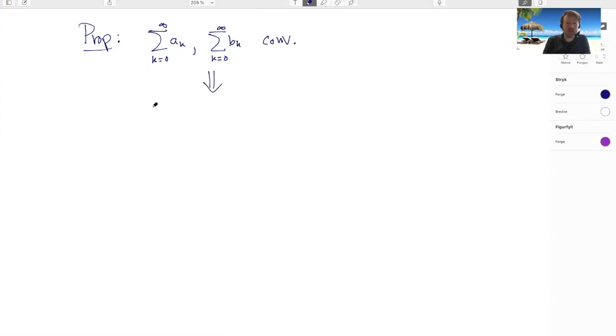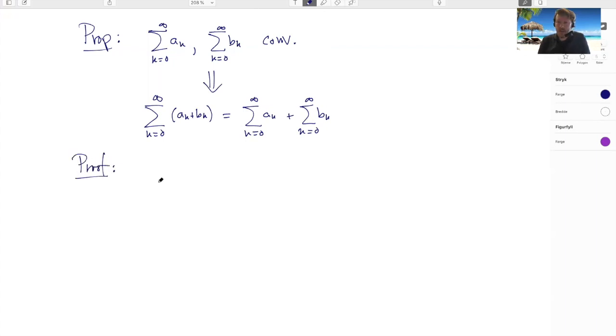If this holds, then I can take a_k plus b_k like this and add it, and expect to get the same as if I add the a_k's separately first and the b_k's separately afterwards. So this is a type of associativity for an infinite sum. How to prove this? Well, the point is to realize that this is true for finite sums, and then use the limit to pass to infinite sums.